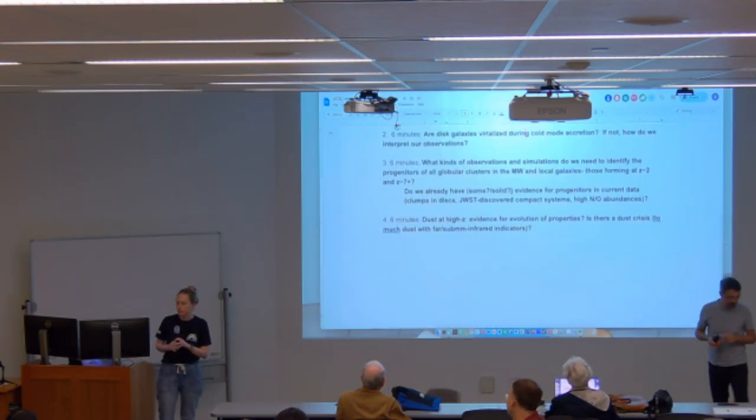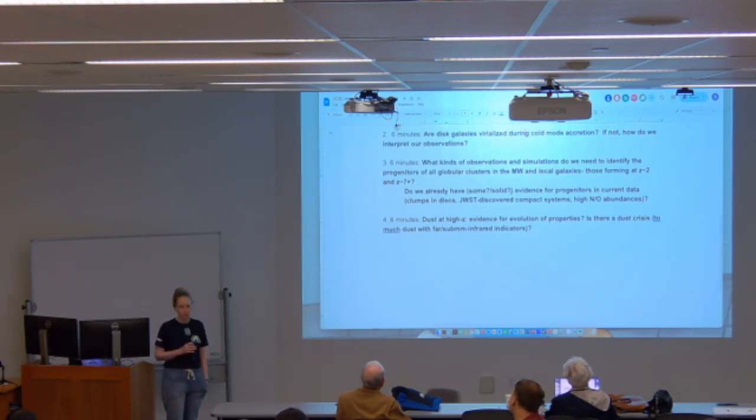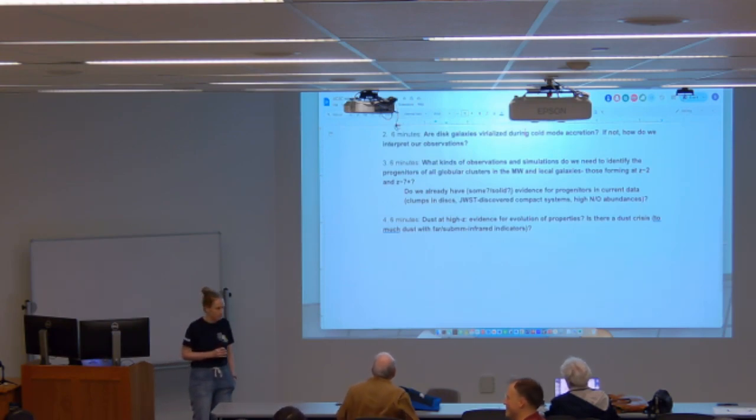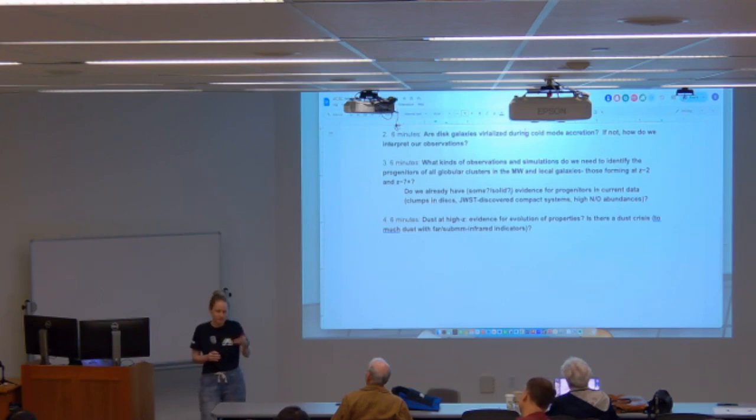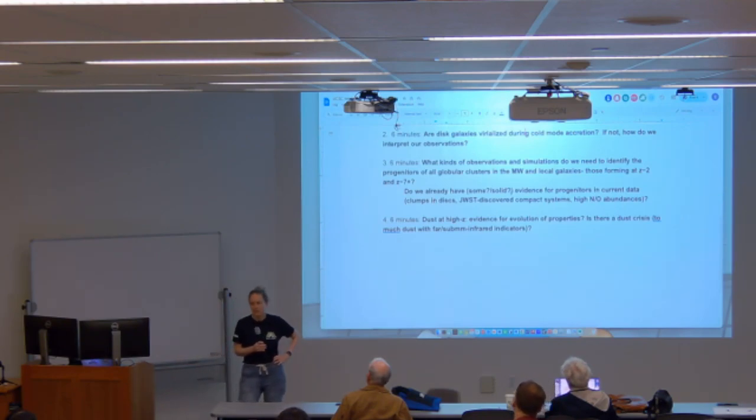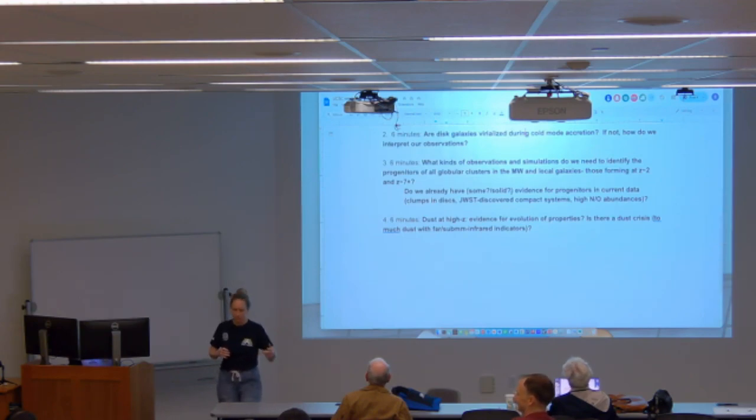Are disk galaxies virialized during cold mode accretion? If not, how do we interpret our observations? Are they dynamically, do they have all the energy that they're going to have at redshift zero already there, or are they still in a process where they're kind of dynamically unstable, just accreting, kind of evanescent?